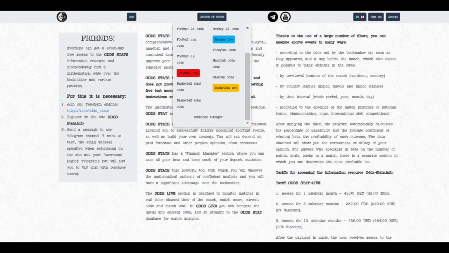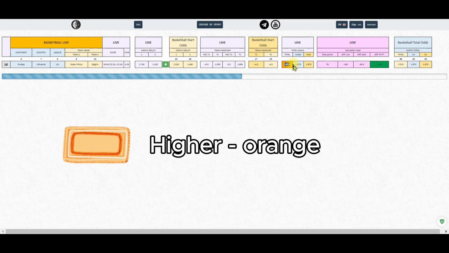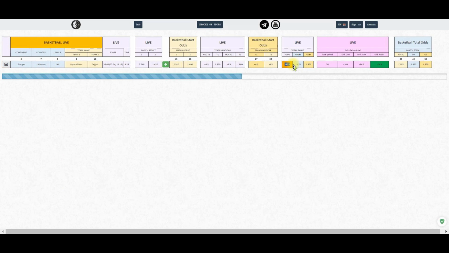Let's open the Basketball Live section and study the current matches. We are looking for matches where the live total value is significantly higher or lower than the bookmaker's initial total. Right now, we have only one match that fits our criteria. If the current live total is higher than the bookmaker's initial total, it is highlighted in orange. If lower, it is highlighted in dark blue.